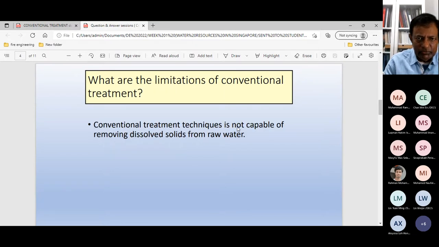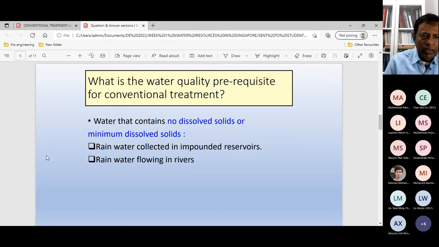What are the limitations of the conventional treatment? The limitation is that conventional treatment is not capable of removing dissolved salts. Okay, conventional treatment is not capable of removing dissolved solids. So this is a drawback. This is the limitation. If the raw water contains a high concentration of dissolved salts, then you can forget about treating it through the conventional treatment because the salt content cannot be removed.